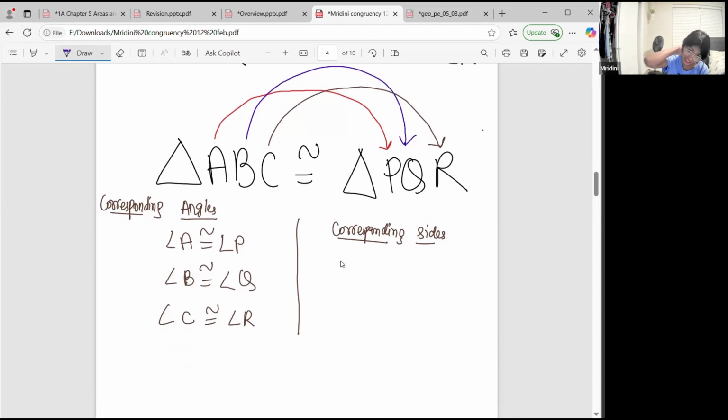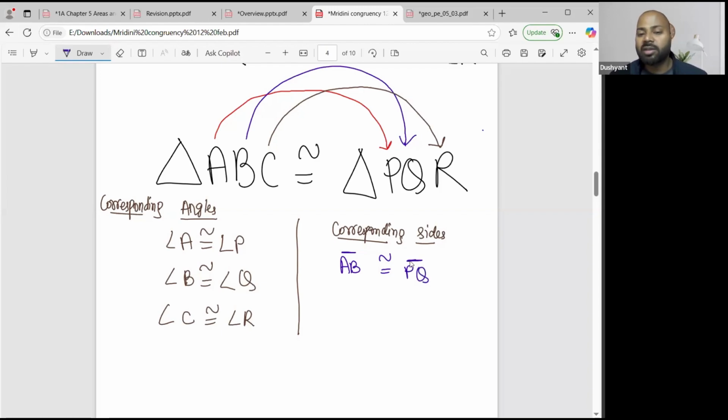AB. Very good. Hold on. Just AB, and then mark a symbol over there. I am taking line segment AB, which is congruent to PQ. P to Q, and then the congruence symbol. Next, BC is congruent to QR. Very good.